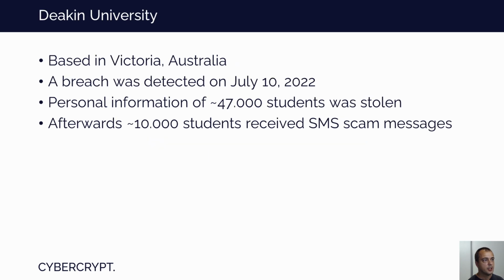Deakin University is a university based in Victoria, Australia. A breach was first discovered on July 10, 2022, when an attacker used a staff member's username and password to access student information via one of Deakin's third-party providers. Personal information of almost 47,000 students was stolen. Soon after, almost 10,000 students received an SMS scam message. Recipients that opened the links in the SMS were led to a page that requested personal details and credit card information.